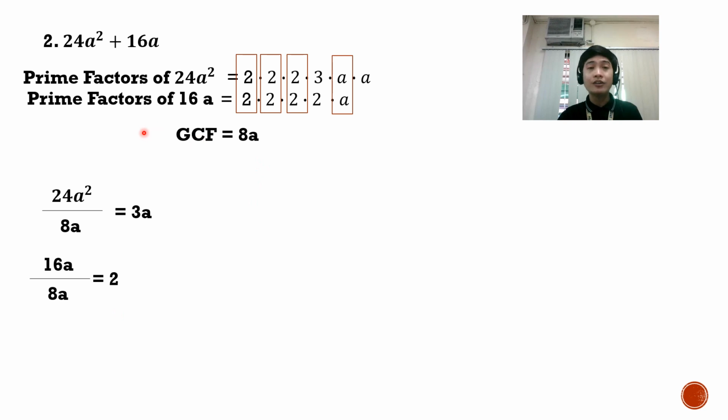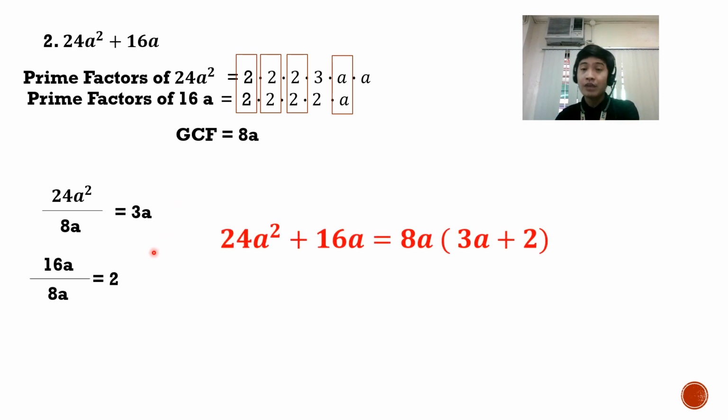So kanina nakuha na natin yung GCF. Na i-divide na natin yung bawat expression sa kung ano ang GCF. Ano ang next natin gagawin? Isusulat na natin yung complete factored form natin. Therefore, our answer now is 24a squared plus 16a equals the GCF na 8a multiplied to 3a plus 2. Lumalabas ang factors ni 24a squared plus 16a. Pag pinactor natin yan ay 8a quantity 3a plus 2. So yan po ang ating example number 2.